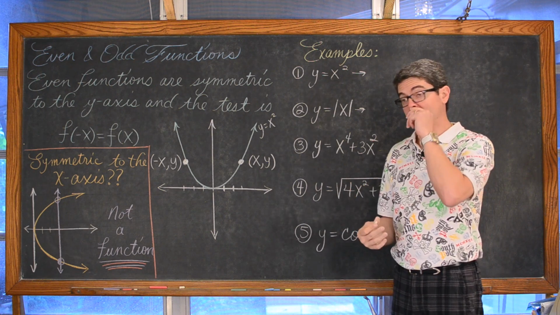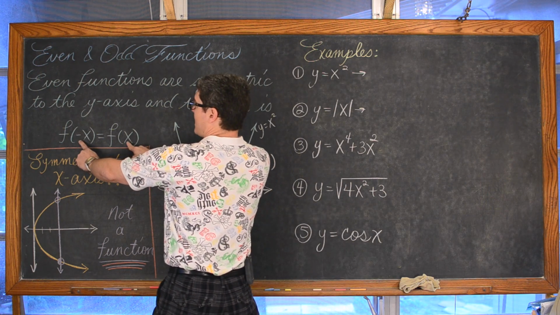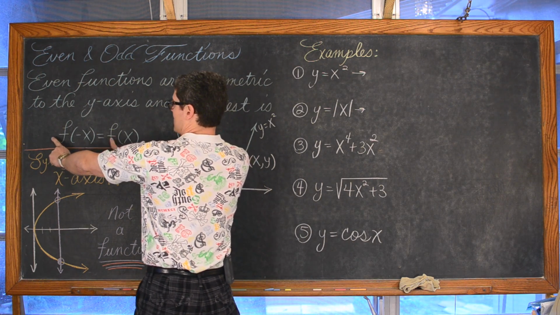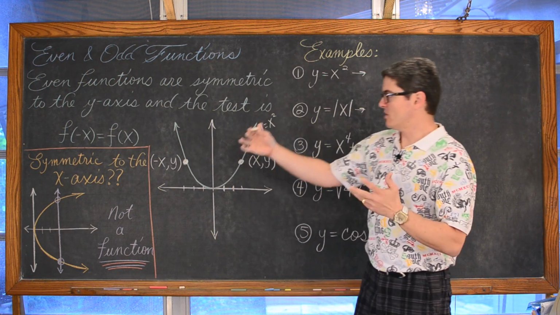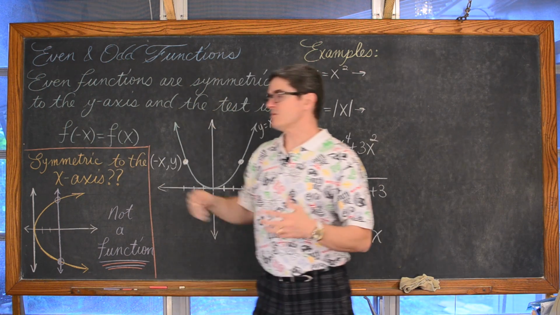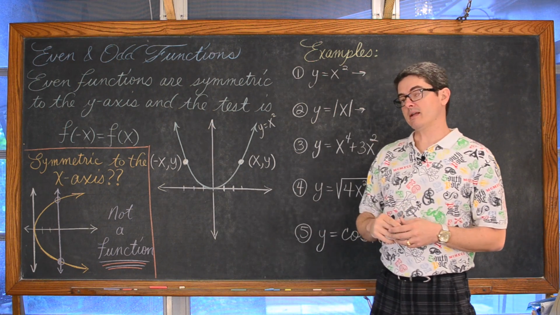So really I should be saying that the test is when you plug in opposite values, you get the same answer. These are the same names on both sides, and there's not a 2 here and a 1 there, so we're getting the same answer. That's what it says algebraically.